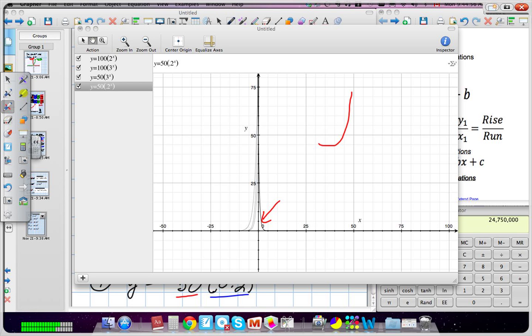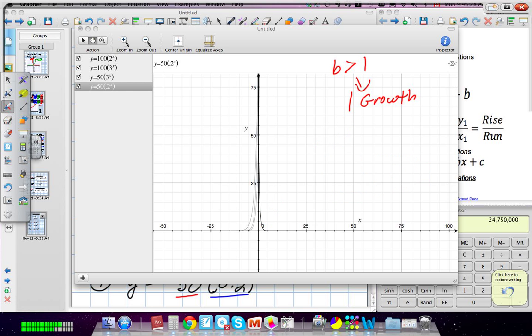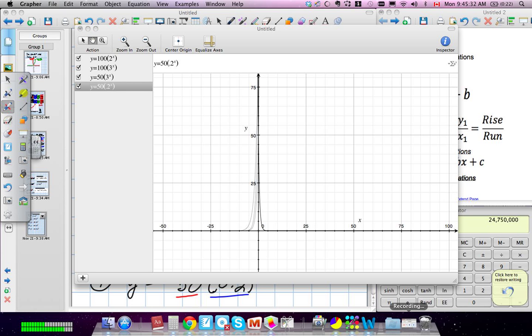All of our other ones before were going upwards, so we were dealing with what? Growth. When our b variable is greater than 1, we're dealing with growth. Our new model is heading downwards and across. What are we dealing with? Decay. So when b is between the numbers 0 and 1, we're dealing with a decay model. Okay, so let's go make sense of this. We'll take a look at these graphs after.